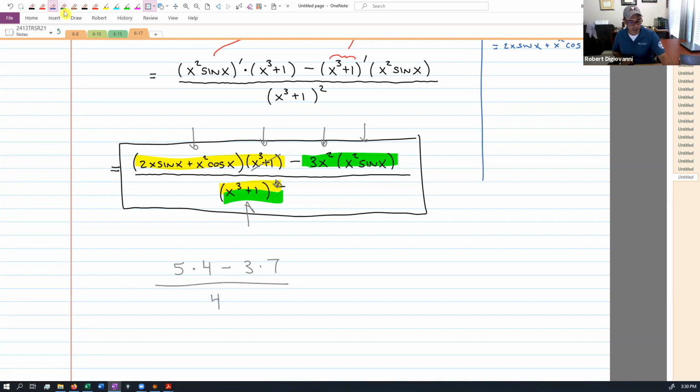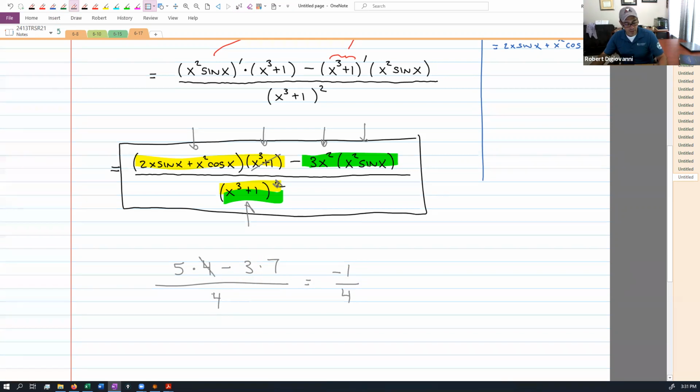Am I allowed to cancel these 4s? Well, I don't know. I have to convince myself that that's true. So let's see. If I don't cancel anything, this is 20, take away 21, that's -1 over 4. Y'all see what I'm doing? The correct answer should be -1/4.